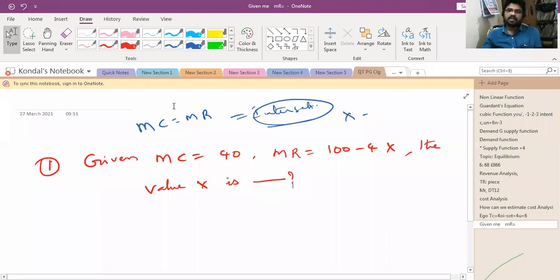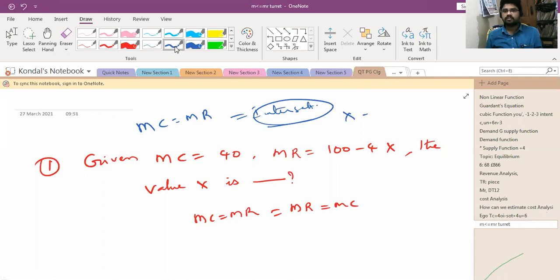It means that, generally in our microeconomics, when MC is equal to MR, or MR is equal to MC, when the two curves intersect, we can get a price level. So here, when MR is equal to MC, what is the price value? It means the x value. When they give the MC value and MR value, we need to find out the x value.